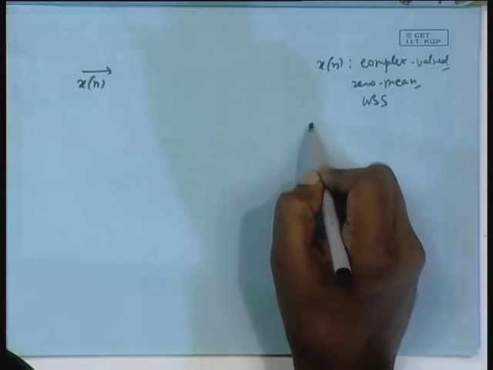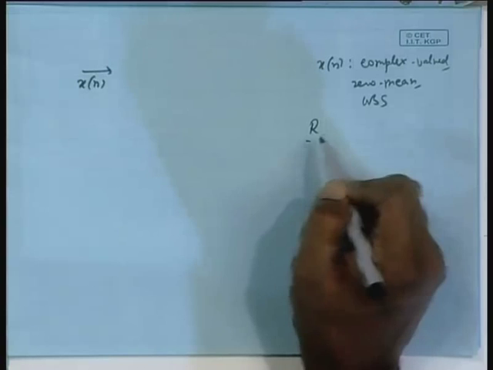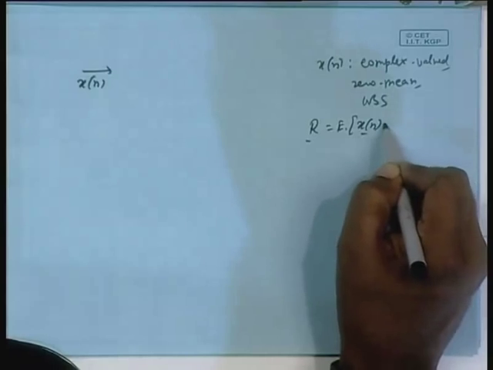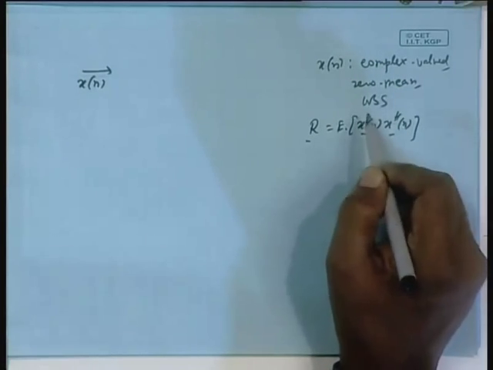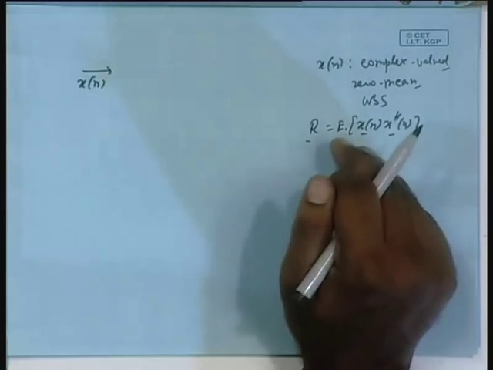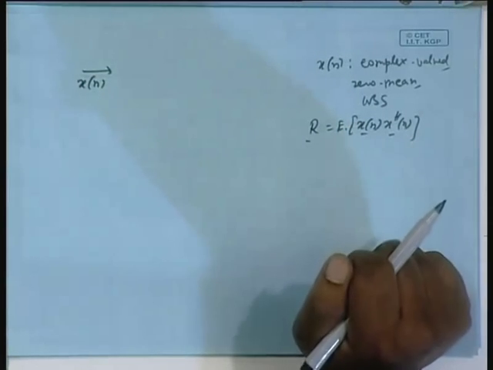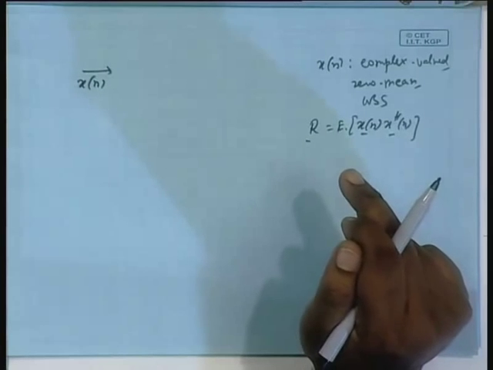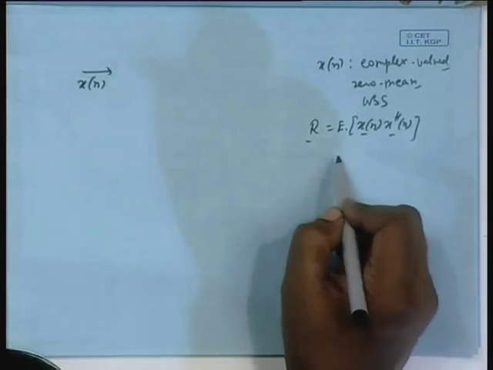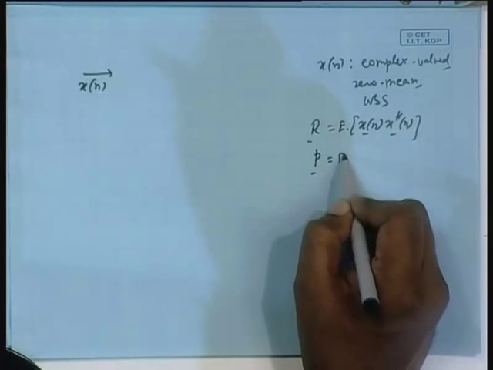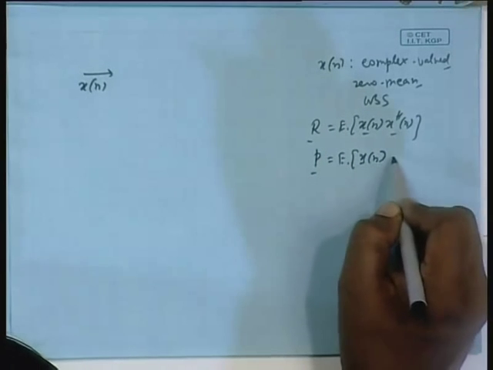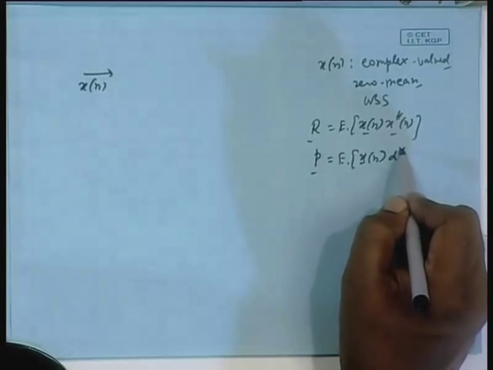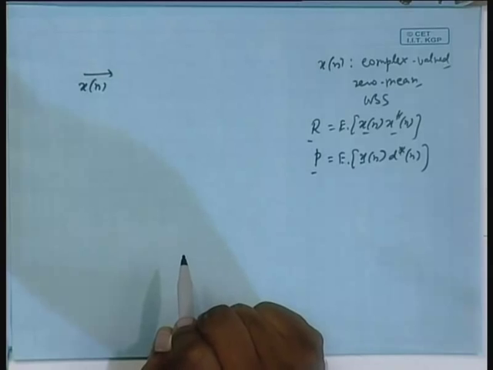And given R, which is now a complex matrix, Hermitian always, it is E of Xn vector into Xn Hermitian. Xn vector is the same as the original one. I am not changing the definition of Xn vector, the only thing is that Xn now consists of your complex valued random samples. Okay, more general case. Also given P, E of Xn d Hermitian n, which is the same as d star n, because d is a scalar, no question of transposition. So d star n you can put conjugate n, these two are given to you.